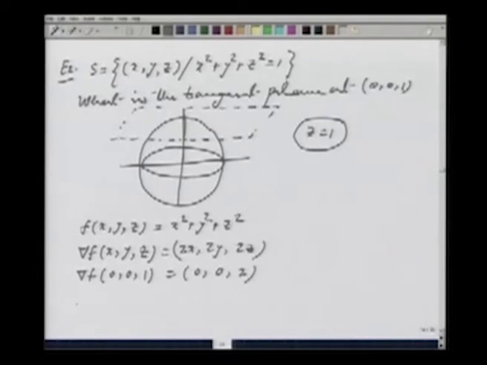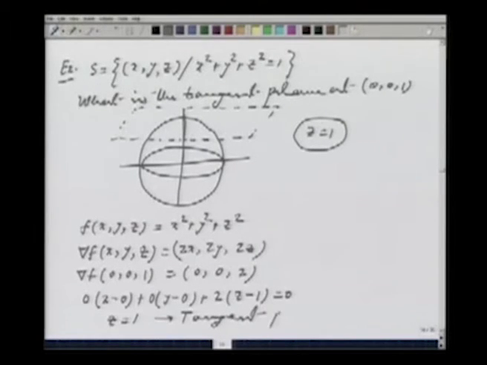Then what is the equation of the tangent plane? That is 0 times, that is f x at the point, times x minus x1, that means x minus 0, plus 0 times y minus 0, plus 2 times z minus 1 equal to 0. That means z equal to 1. This is the tangent plane. So it matches with our intuition. Okay. Now let us look at another example.